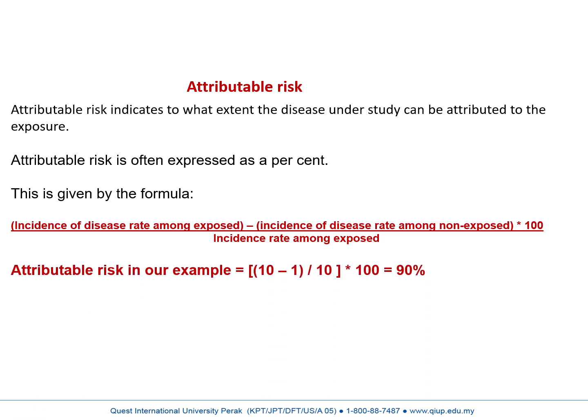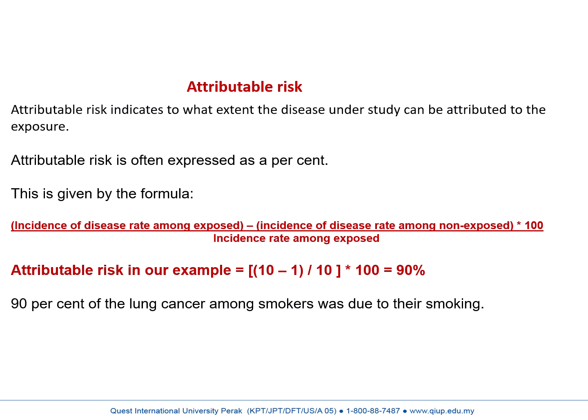So here, incidence of disease among the exposed group is 10 per thousand. Incidence of disease among non-exposed is 1 per thousand. So the formula will be 10 minus 1 divided by 10 multiplied by 100. So it is 90%. 90% of the lung cancer among smokers was due to their smoking. 10% of lung cancer among smokers was due to some other causes. But 90% of lung cancer among smokers was due to smoking.